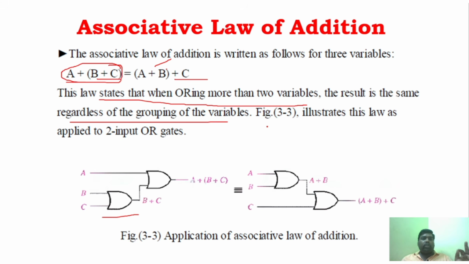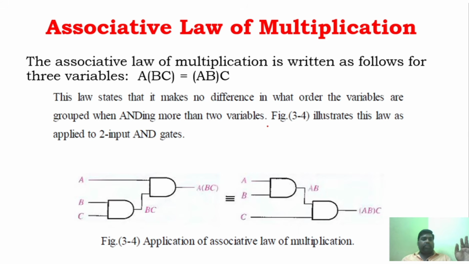So this is the associative law of addition. Similarly, this is applicable to the associative law of multiplication. You can see here, irrespective of grouping, the output will be the same. A into B into C is equal to AB into C. The same expression, but here we are using multiplication. There is no difference in what order the variables are grouped when ANDing more than two variables. Now how will you represent this? You represent B into C using an AND gate, and then A into B into C with another AND gate, so two AND gates. Similarly, for the other, one AND gate for AB, and then the output is ANDed with C. So this is the associative law of multiplication.